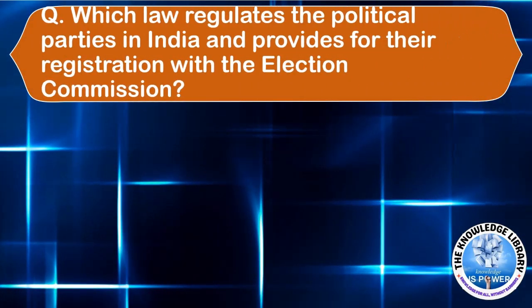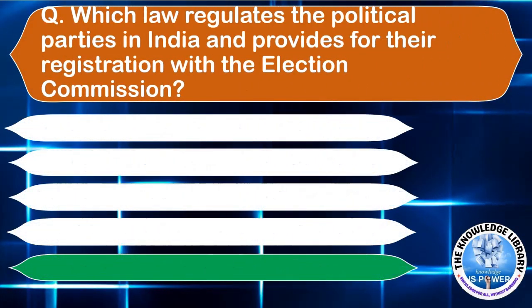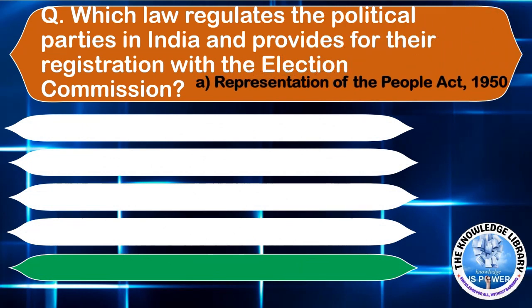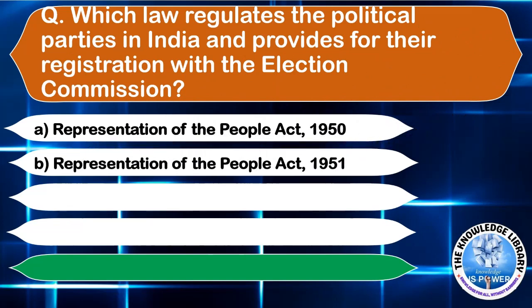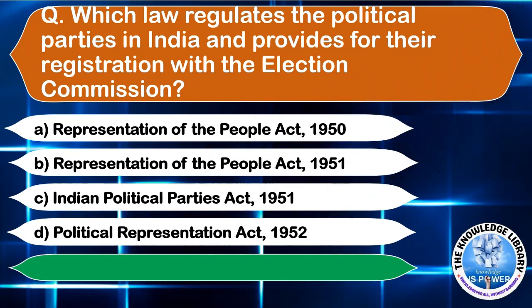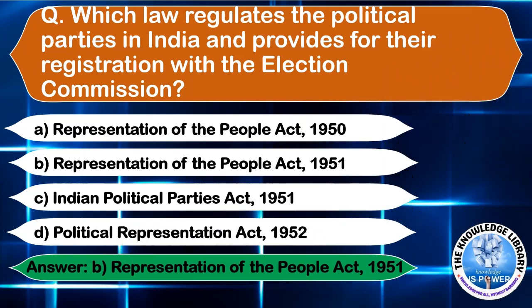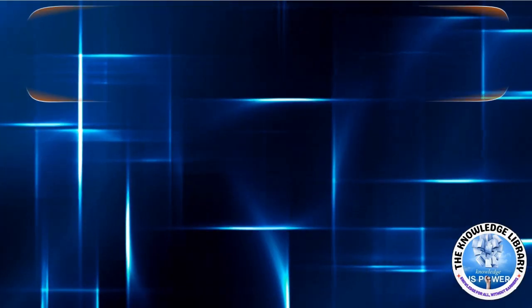Which law regulates the political parties in India and provides for the registration with the Election Commission? Option A Representation of People Act 1950. Option B Representation of People Act 1951. Option C Indian Political Parties Act 1951. Or option D Political Representation Act 1952. The correct answer is option B Representation of the People Act 1951. Moving to the next question.